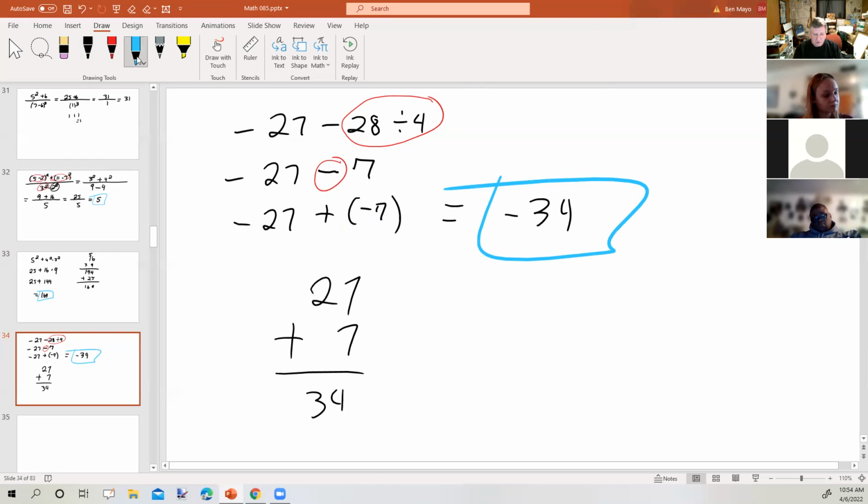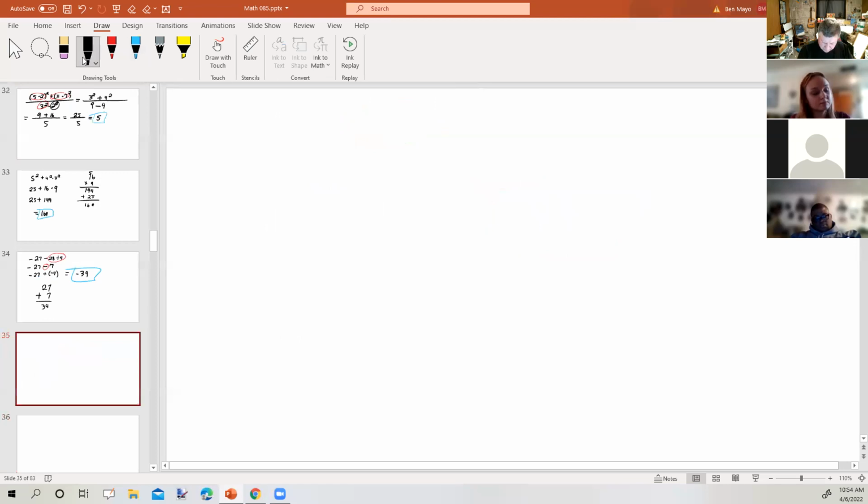Okay. So we're going back to earlier in the objective that was integers, adding and subtracting integers. Not to mention multiplying and dividing. All right. Any questions there? Okay.